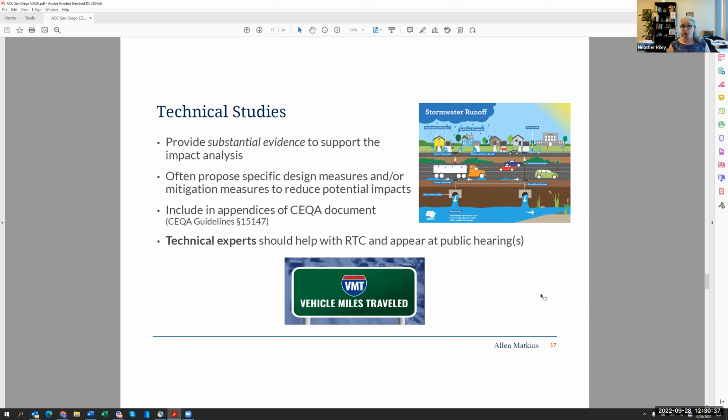Often the experts will propose design measures that we fold in at the front of a project to help minimize impacts later down the road. You might include a traffic signal at your driveway because you know if you don't, they're going to tell you to do it anyway. So you fold it into your project. If you don't, the traffic technical study may say you have to mitigate by including a traffic signal here. Kind of semantics, it's going to happen anyway. It's just a matter of do you put it at the front end or the back end, but the technical experts are the ones that tell us those things.